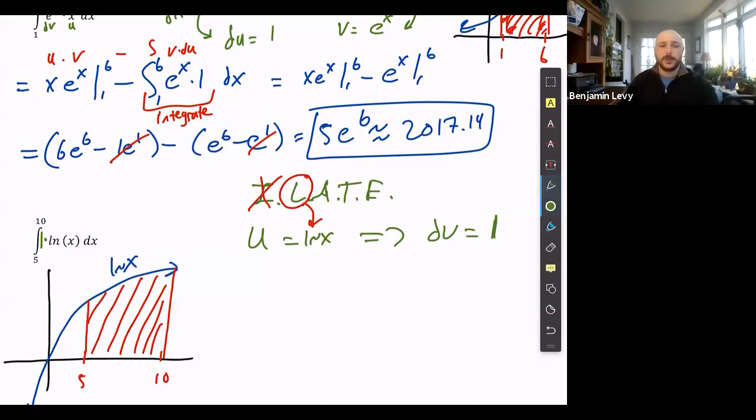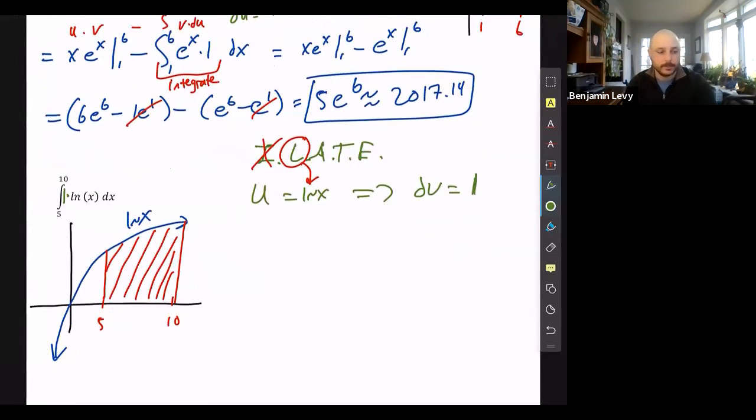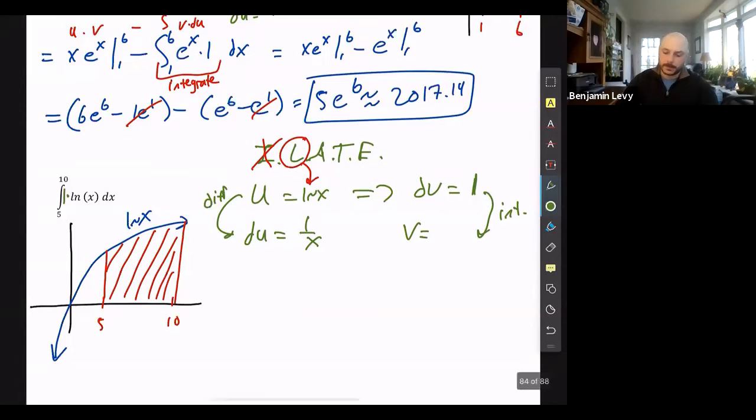Because once you pick u and then dv follows, you just follow the algorithm and you get the answer. So du, as we differentiate that, becomes 1 over x. That was the opposite of the question at the start of class, right? We integrated 1 over x to get ln. So we're doing the opposite there. So we differentiated, and then we integrate to get v. And when we integrate the number 1, we get x, right?